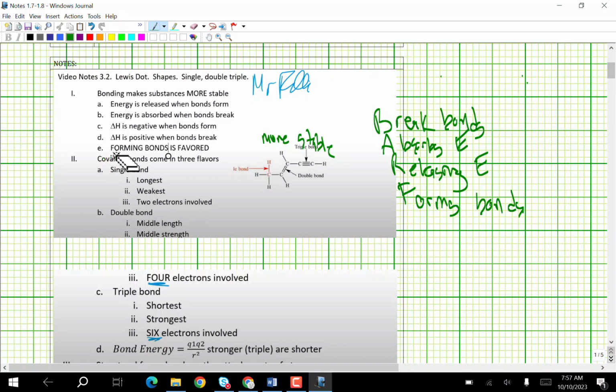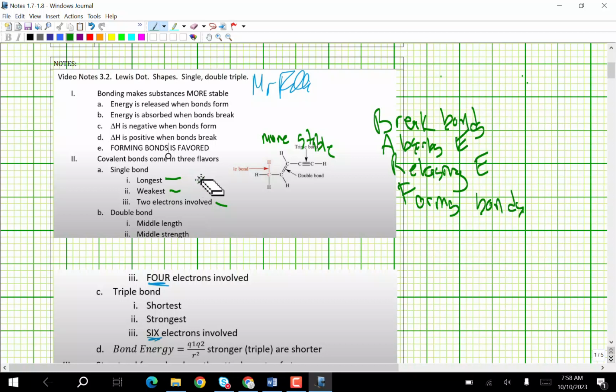Okay. Covalent bonding comes in three flavors: single, double, and triple. So that's not all that crazy to deal with. My single bond is going to be the longest, it's going to be the weakest, there's 2 electrons involved. This one might surprise you. Long is weak, okay? So that is true.